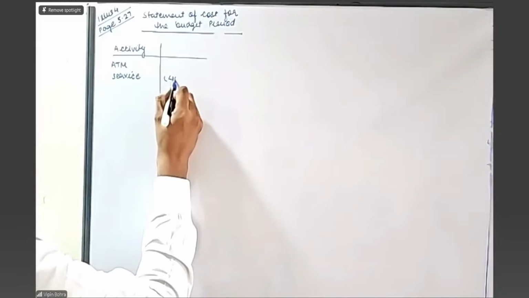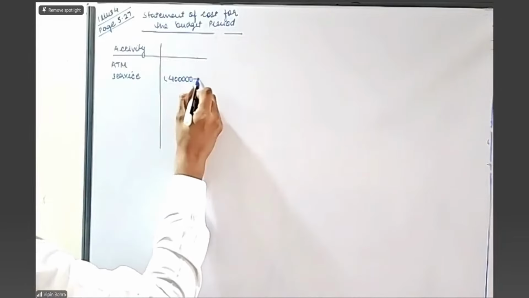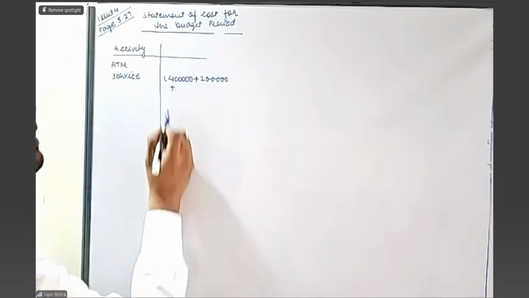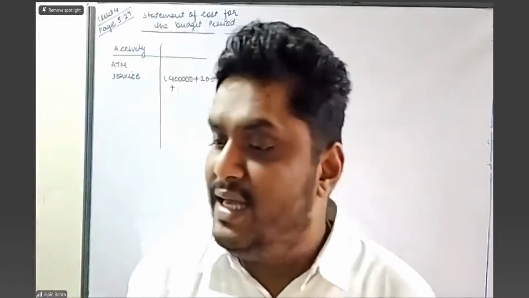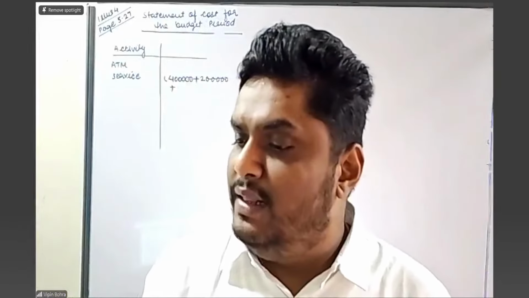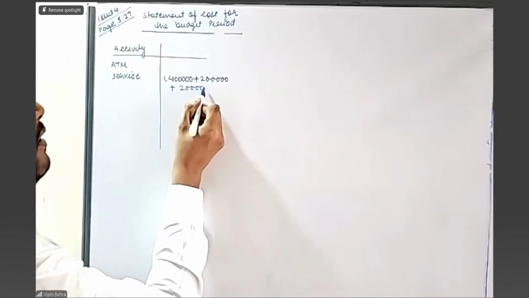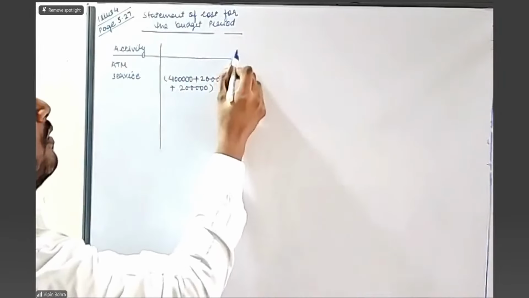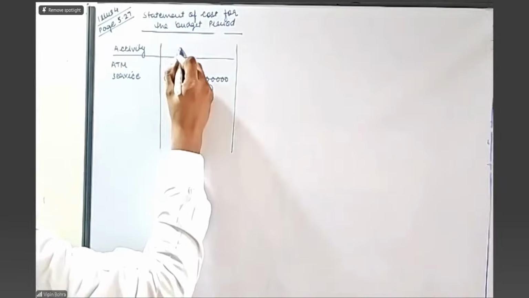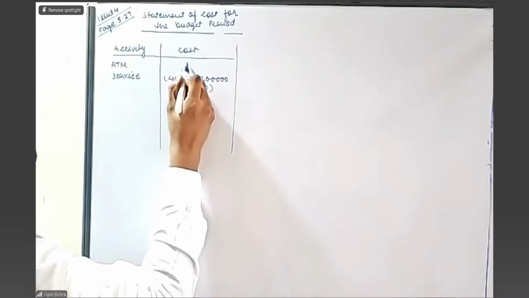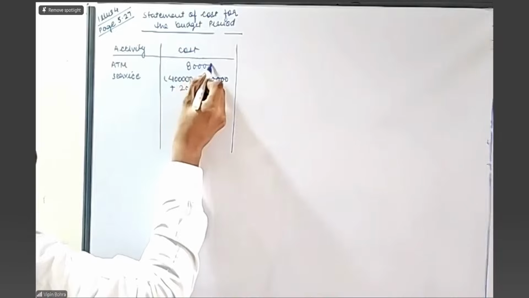So 4 lakh plus 2 lakh. Since the third cost, that is currency replenishment cost, is to be doubled in the next period, this will be 1 lakh into 2, 2 lakh. So 4 plus 2, 6, plus 2, 8. So the ATM service cost will be 8 lakh.